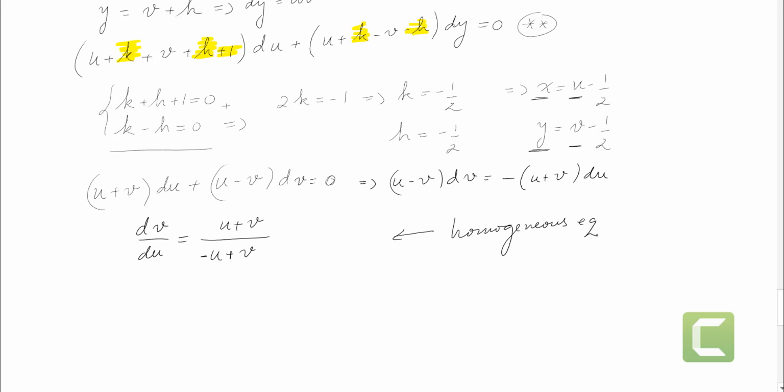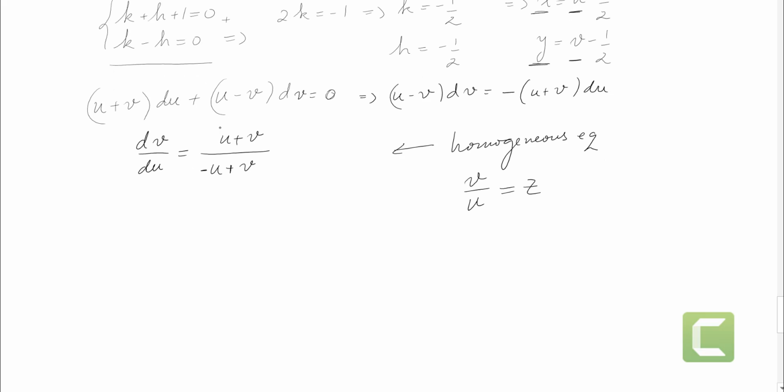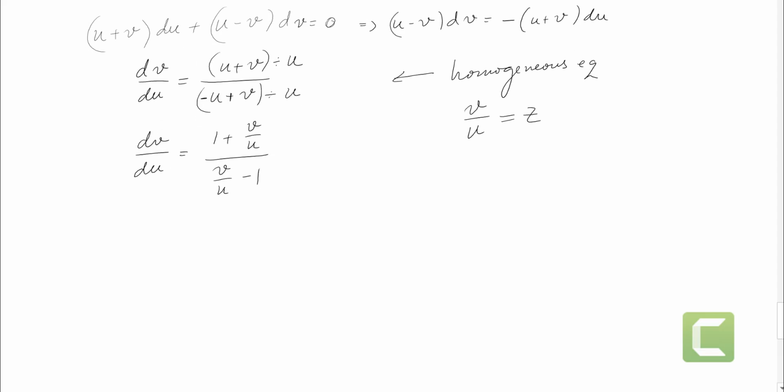So now, this one looks like a homogeneous equation. So I want to use v over u for a substitution, which is going to be easy. In order to do that, I'm going to divide by u the top and by u the bottom. That's mathematically correct, it's like I divided by 1. So I get (1 + v/u) over (v/u − 1). I switched their order as well.